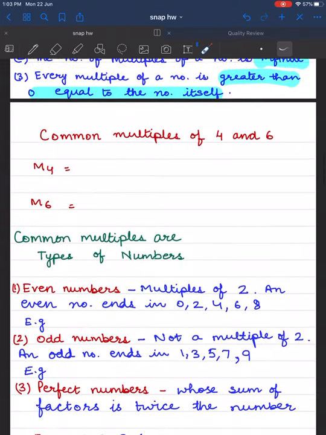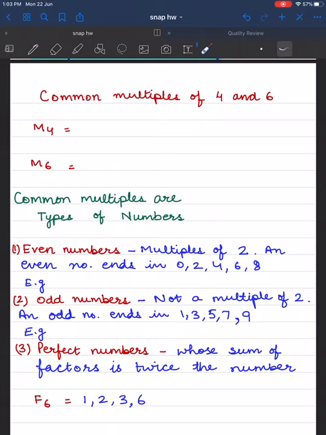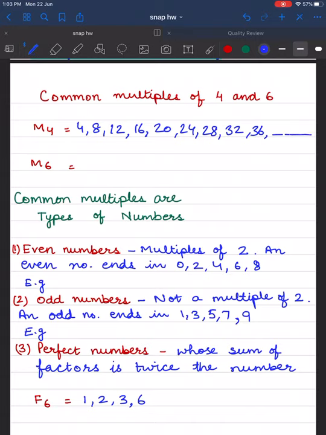Now let's find out common multiples of 4 and 6. So first let's write the multiplication tables of 4 and 6. So here we have 4, 8, 12, 16, 20, 24, 28, 32, 36 and so on. Now multiples of 6: 6, 12, 18, 24, 30, 36, 42 and so on. Now the first common multiple of 4 and 6 is 12.